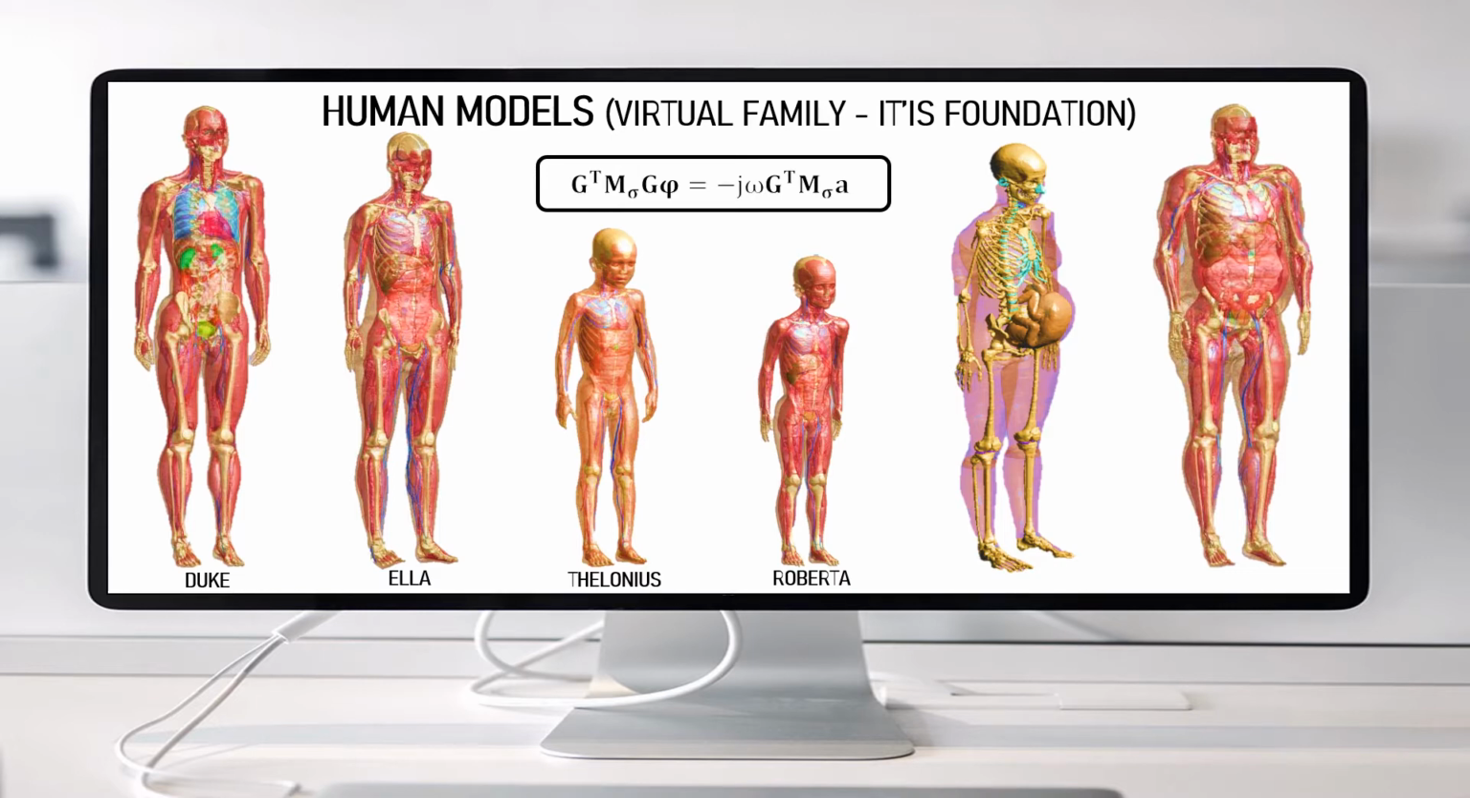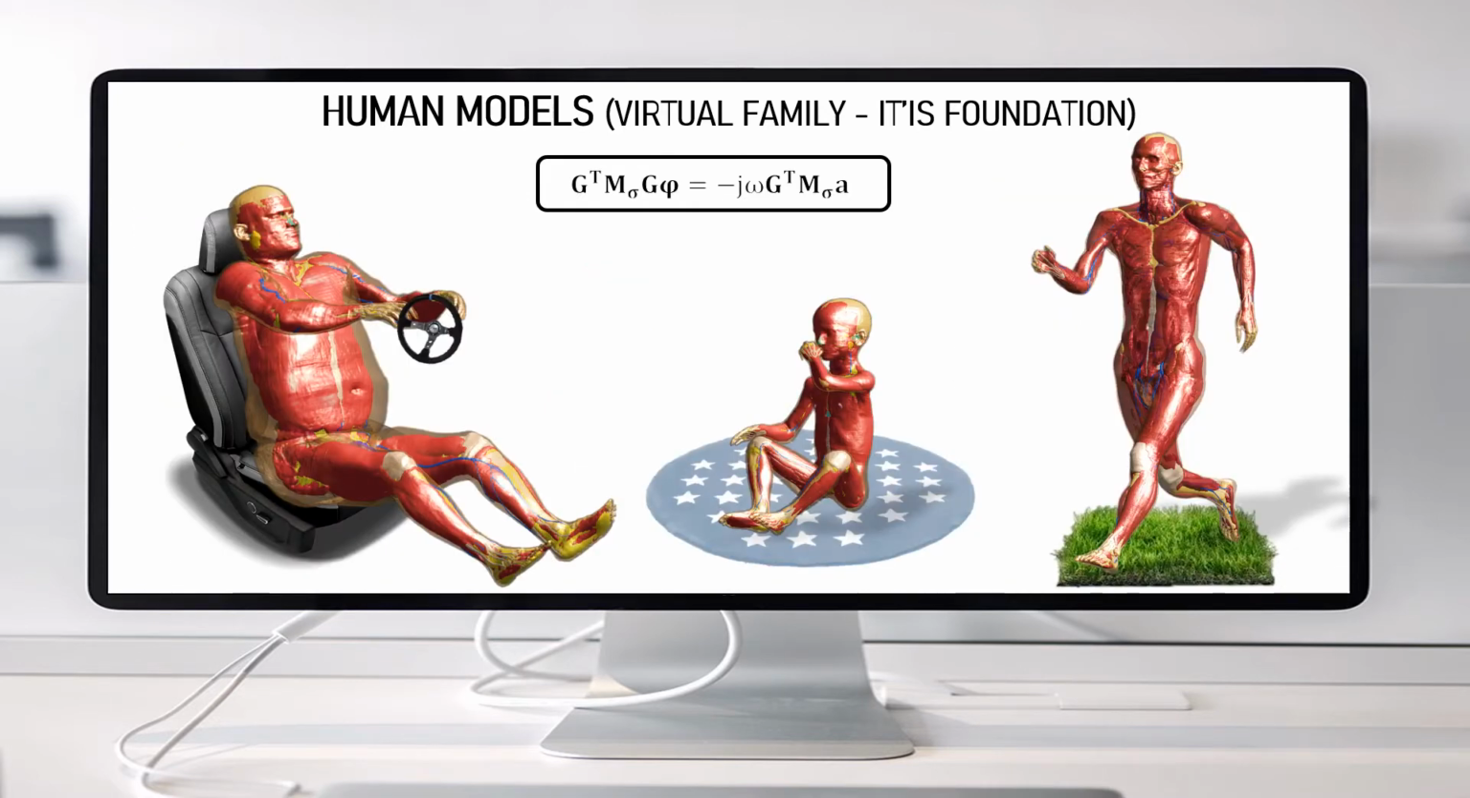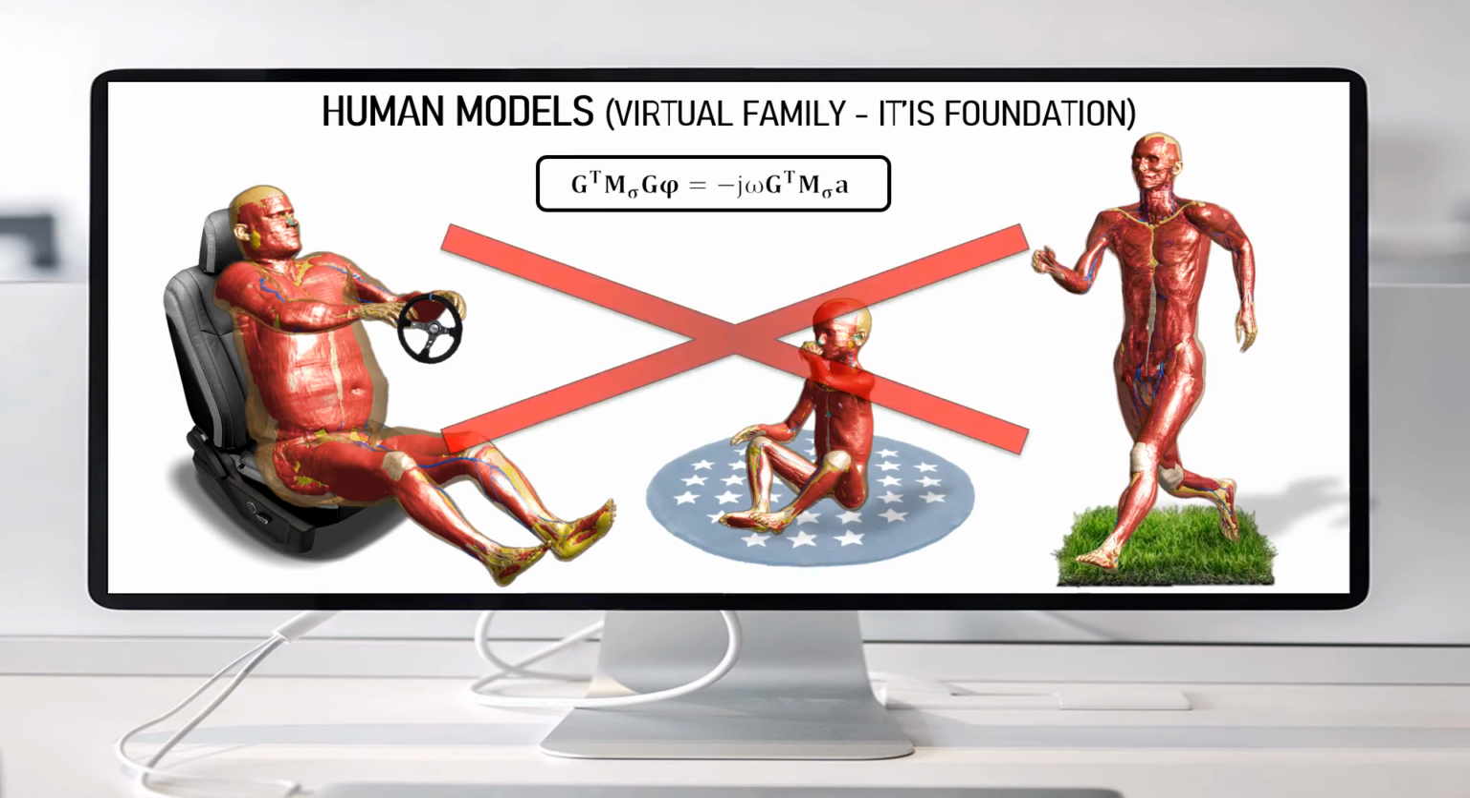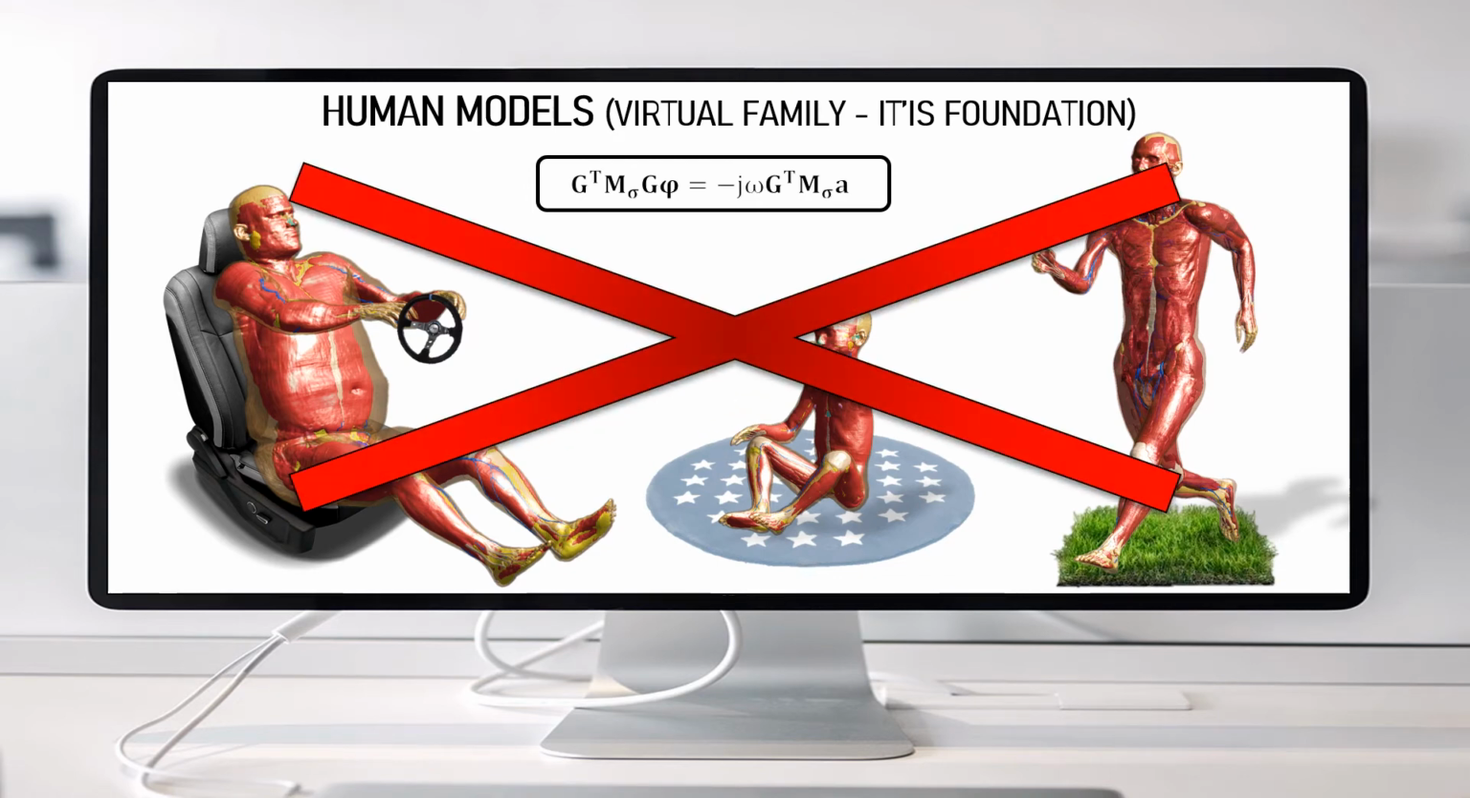G is the edge-to-node incidence matrix, M sigma is the conductance matrix, phi is the electric scalar potential, and A is the line integral of the magnetic vector potential due to the sources along the mesh edges. For this reason, posed phantoms started to be developed, but these require a cumbersome task, which necessarily introduces some approximation.